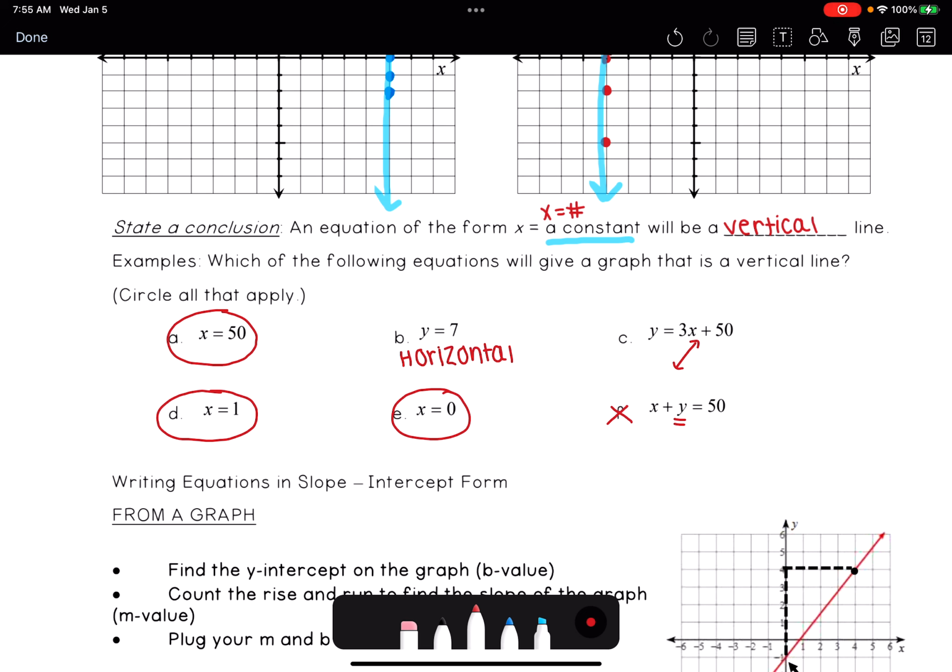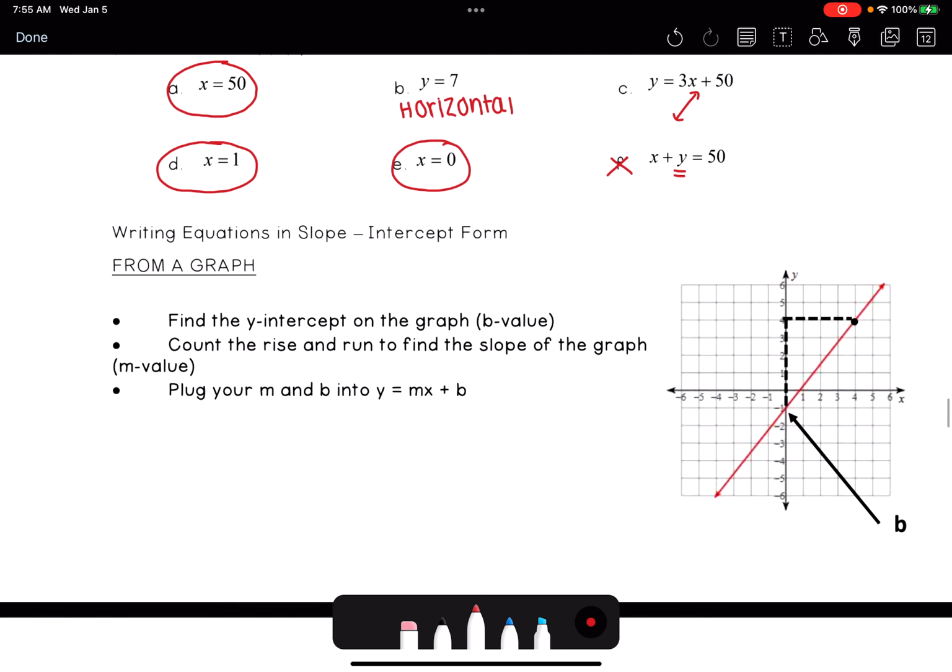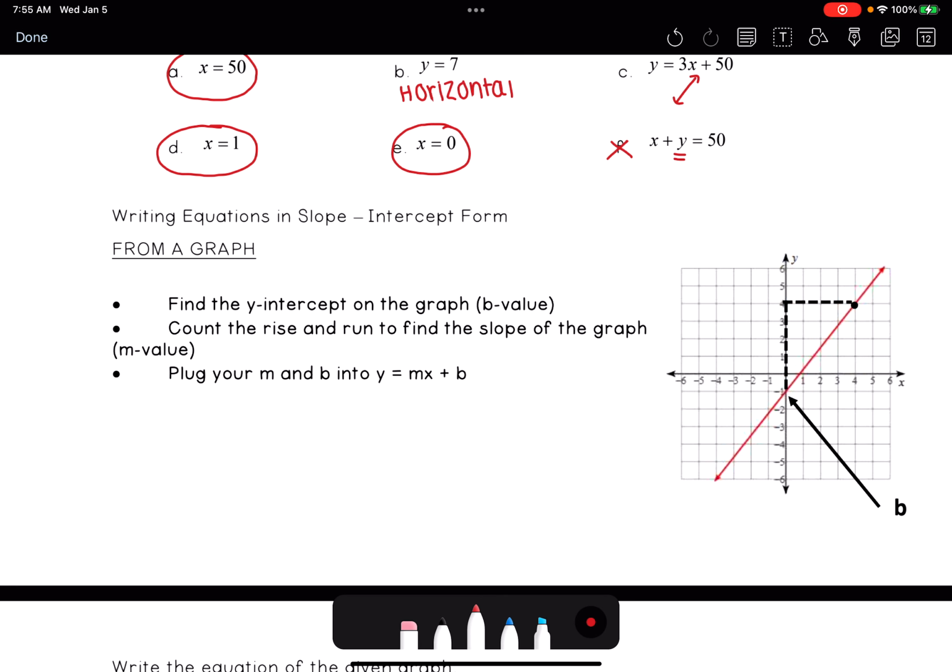So the last thing we're going to do today is write an equation in slope-intercept form from a graph. So here are the steps to do that. You're going to find your y-intercept on the graph, which is your b value. You're going to count the rise and run to find the slope, which is your m. And then you're going to plug in the m and the b into y equals mx plus b. So we need our y-intercept, we need our slope, and then we plug it in.